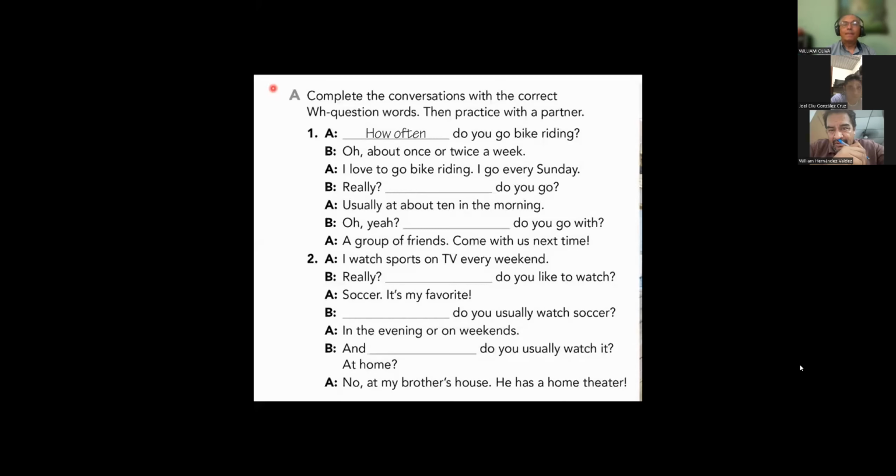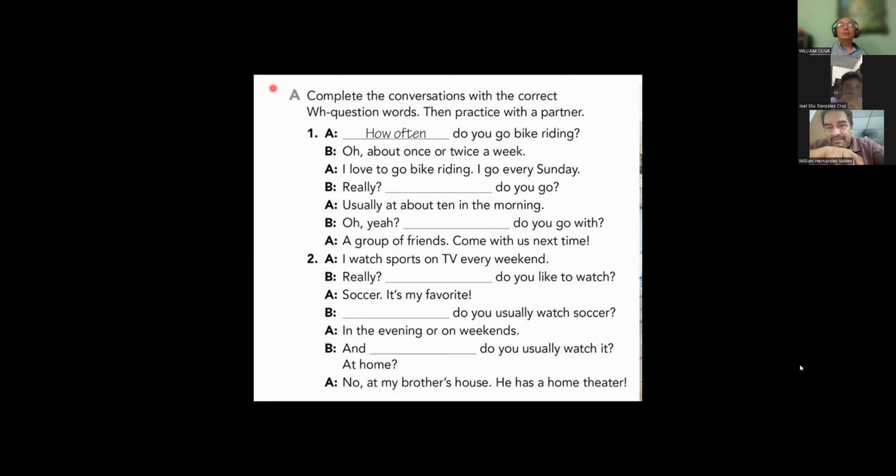Sorry, teacher. I don't have the answer, right? The problem is in my iPad. I can't write on the screen. Okay. But I write in the book. What is the number 1? What is the answer of the number 1? Really? What time do you go?